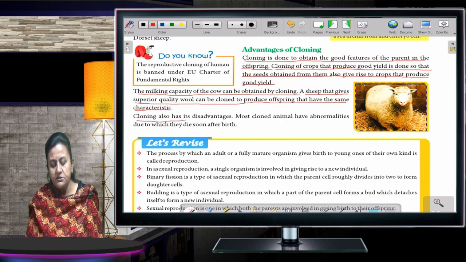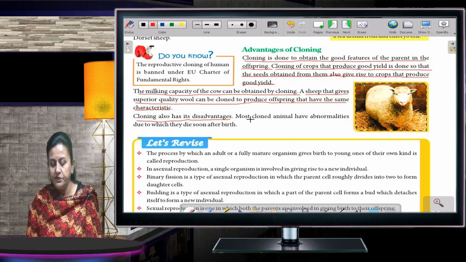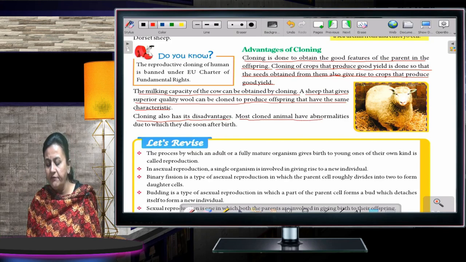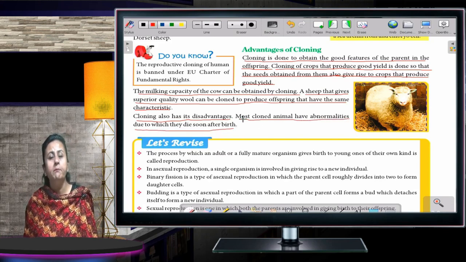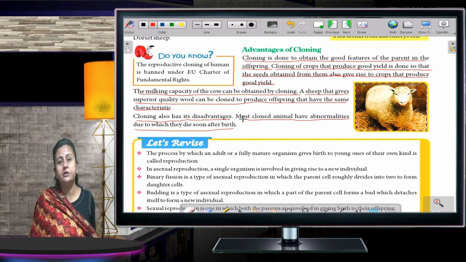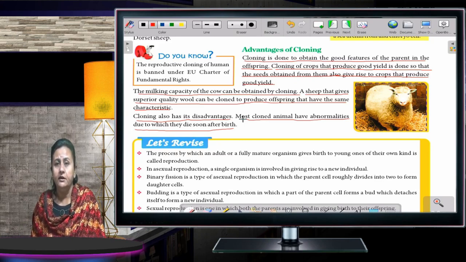Cloning also has its disadvantage. Everything has an advantage and a disadvantage of its own. So cloning also has some disadvantage. Most cloned animals have abnormalities due to which they die soon after birth, because it is an artificial method. The baby may have some sort of abnormalities, and after the birth it dies.